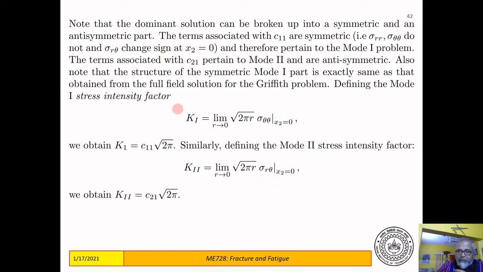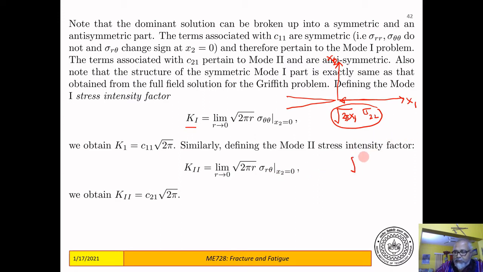Now what is the significance of K1? Let's first see what it means mathematically. So you have the crack and you are on the line x2 equal to 0. That means r is same as x1. So as you move along this line, the value of this quantity root 2 pi x1 times sigma 2 2, as you get closer and closer to the crack tip, gives you K1.